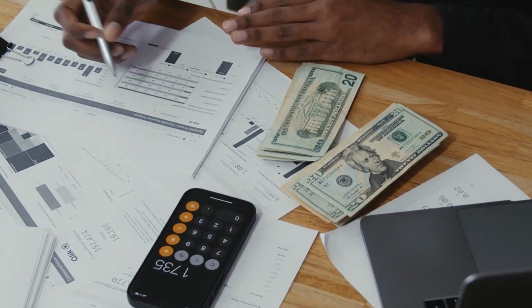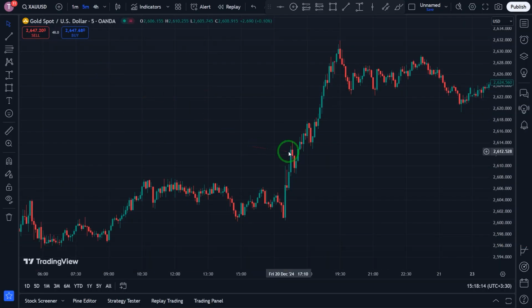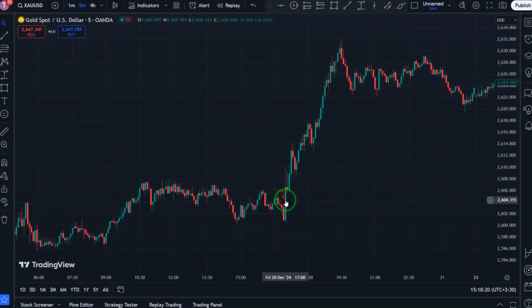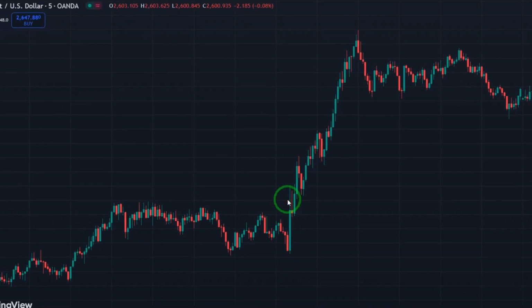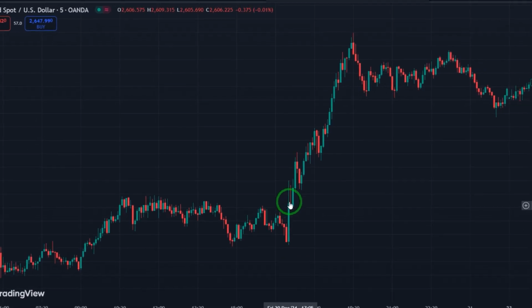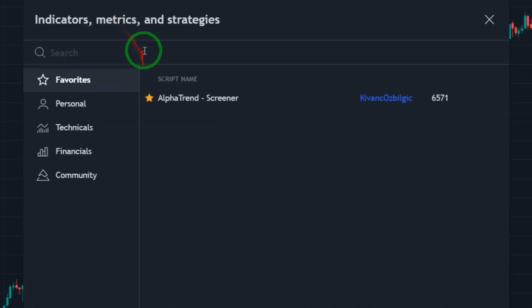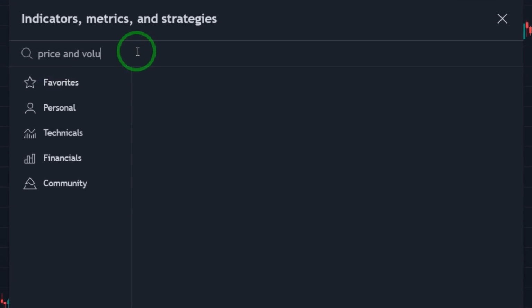Let's get started. To begin, we need 2 main indicators. First, price and volume breakout strategy. Second, RSI histogram. These 2 tools together give you the power to predict the market and find the best entry and exit points. Let's first look at how to add these tools to the chart. Go to the Indicators tab in your trading platform. Search for price and volume breakout strategy and add it to the chart.